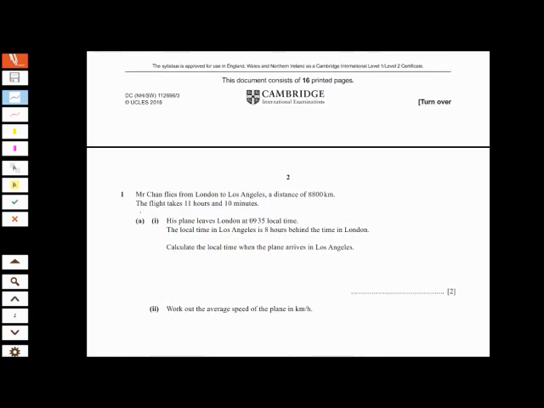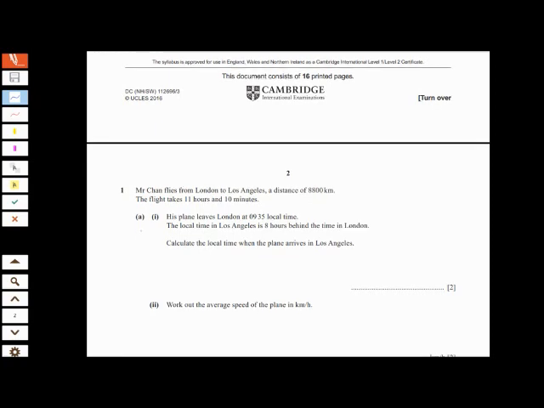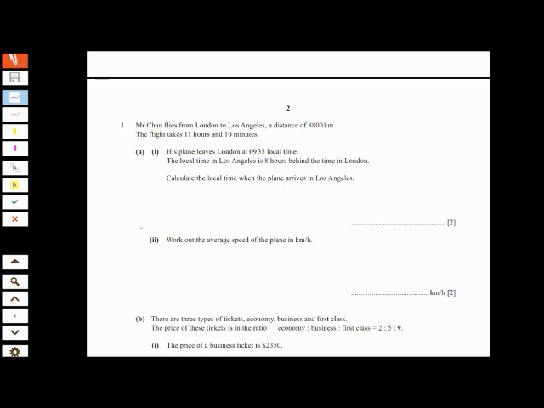Question 1. Mr. Chan flies from London to Los Angeles at a distance of 8,800 kilometers. The flight takes 11 hours 10 minutes. His plane leaves London at 9:35 local time. The local time in Los Angeles is 8 hours behind the time in London. Calculate the local time when the plane arrives in Los Angeles.